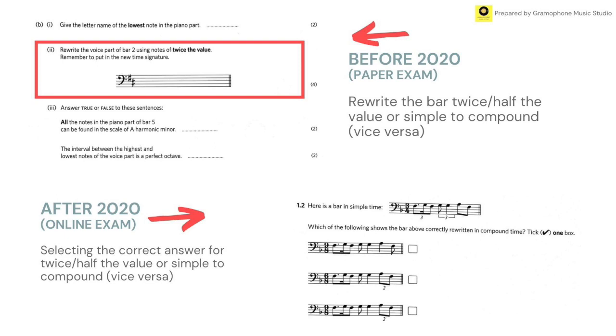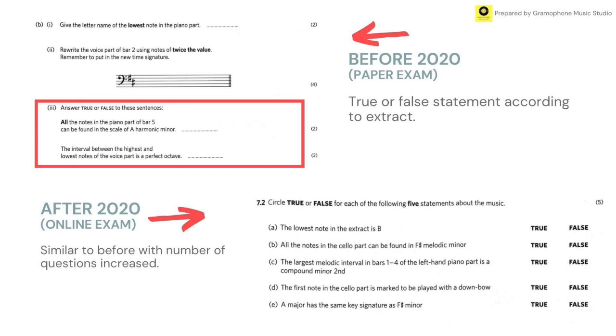And in the paper exam, the candidate should rewrite the bar twice or half the value, or from simple time to compound time. In the online exam, they should select the correct answer for this question. And it is followed by true or false statements according to the extract given. In the online exam, this is similar to before, with the number of questions increased.